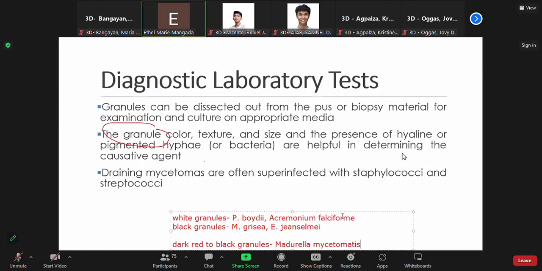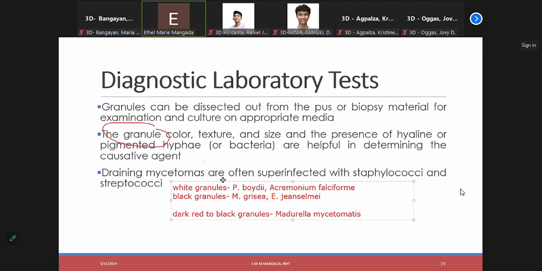So again, the characteristic granule colors in your mycetoma. The granule can be white. Example, we have your Pseudallescheria boydii and your Acremonium falciforme. And then black granules for your M. grisea and your E. jeanselmei. And then we have your dark red to black granules for your Madurella mycetomatis. So that's for your mycetoma.